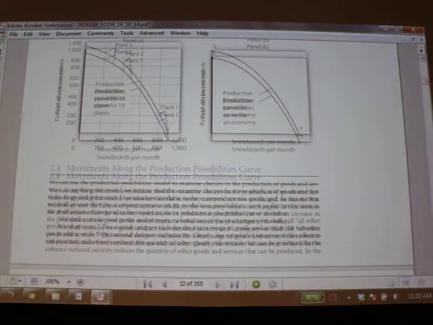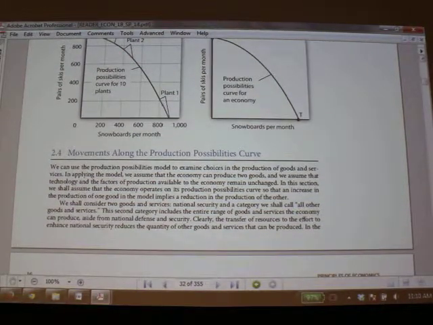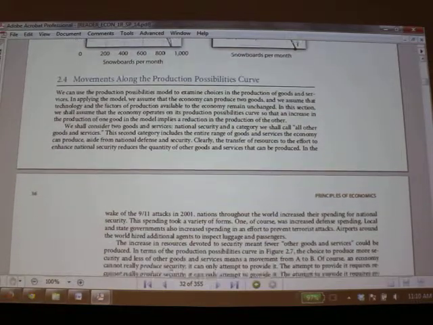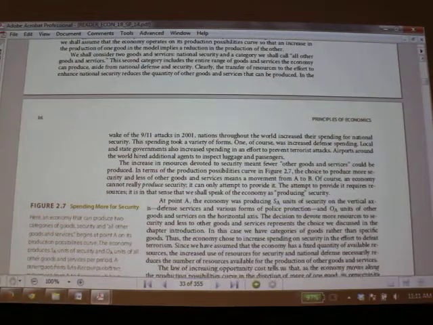Okay, we've illustrated opportunity cost with the PPC. But now let's distinguish between movements along the PPC and also shifts. We've already spoken about movements along it, in fact.